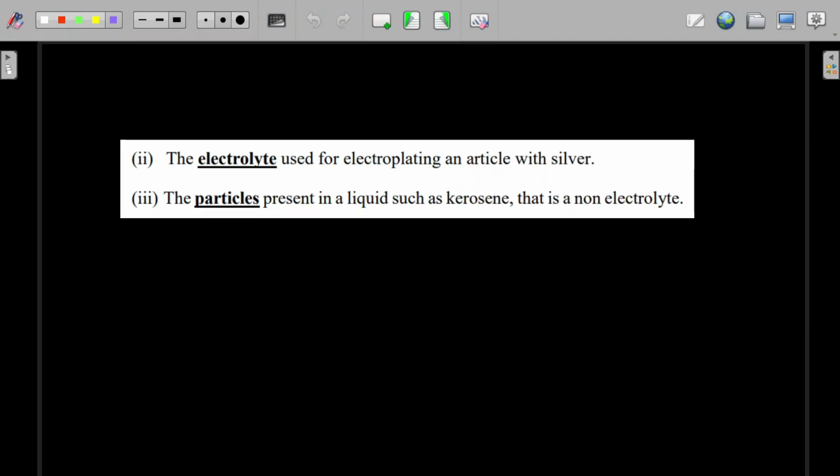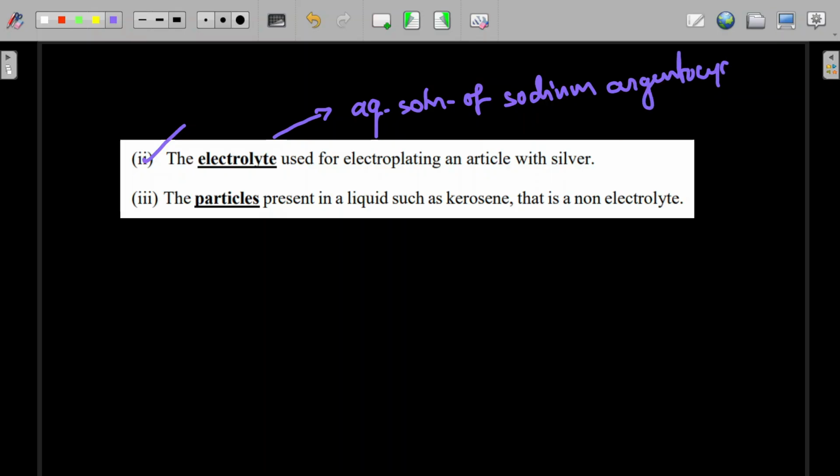Ruhani, tell me the answer for the second one. The electrolyte used for electroplating an article with silver is aqueous solution of sodium argentocyanide. Good. Sodium argentocyanide.